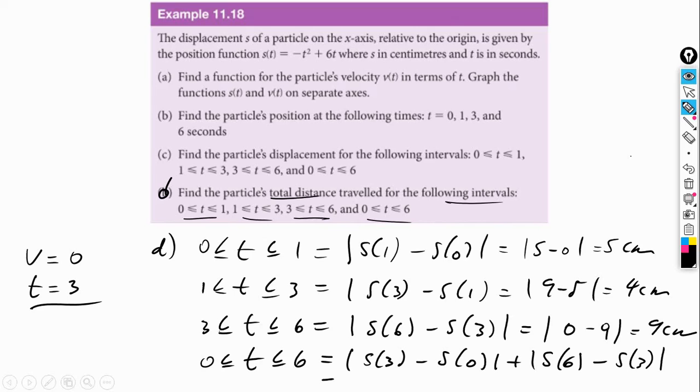So this is going to equal, and let's remember that S of 3 we found before was 9, so 9 minus 0 plus the absolute value of 0 minus 9. Notice that this is not going to equal 0 like we had found before with the displacement, but rather 18 centimeters.